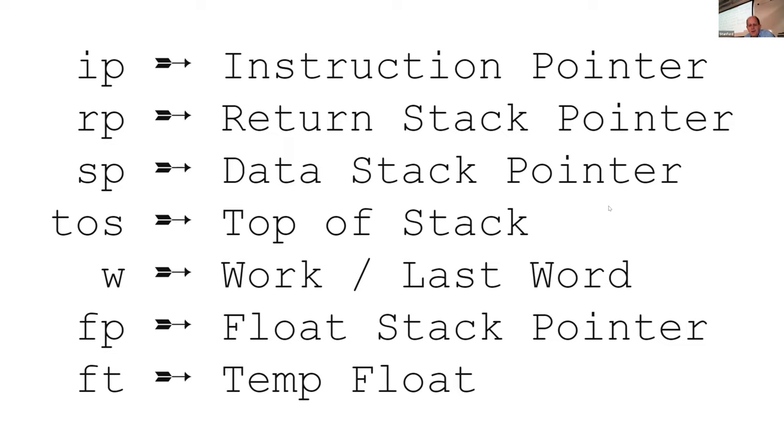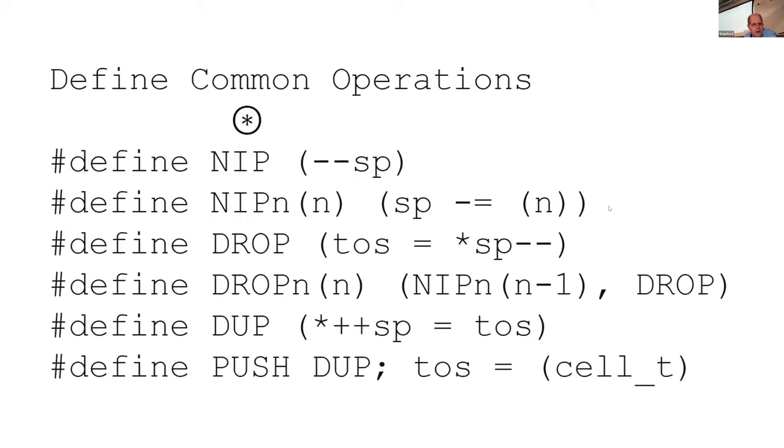And so that can be useful for gluing things together, for example, in does. There's a floating stack pointer, and then I ended up needing a single temp float value. I define in C a bunch of convenience operations that implement some of the core stack manipulation. These end up being reused in the opcodes rather than having less readable C code there.